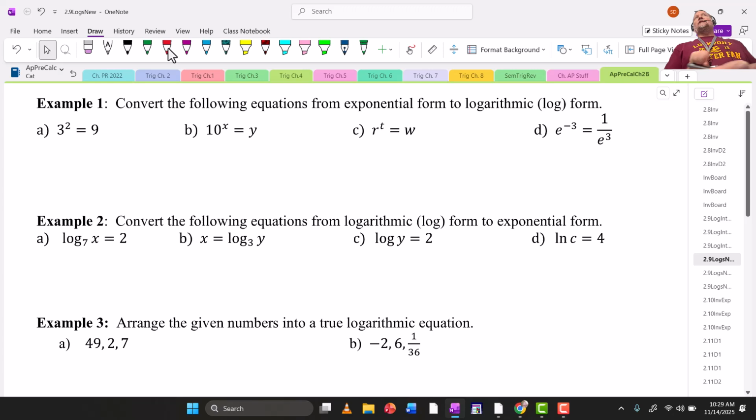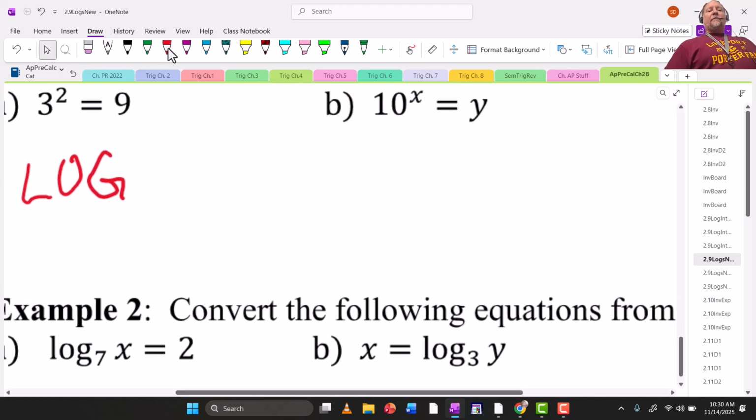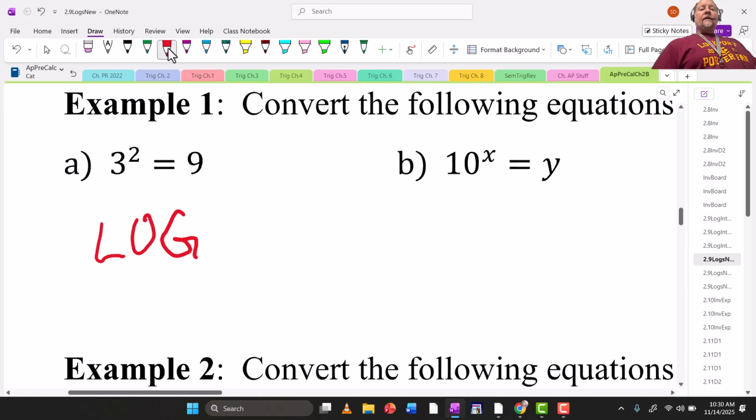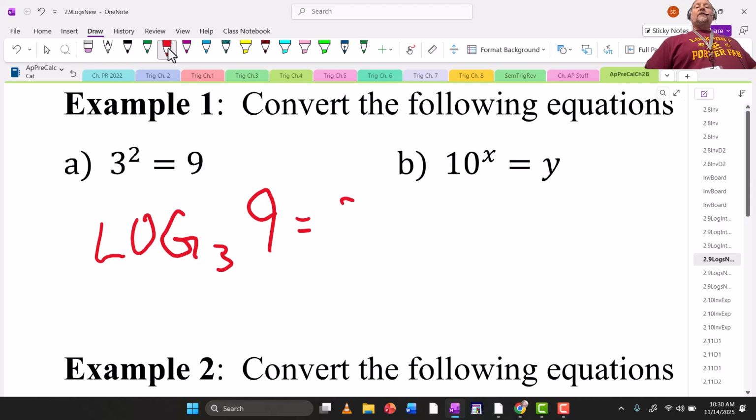Can you take 3 squared equals 9 and make it a logarithm? For sure. So this is log. Who's the base, everyone? What number represents the base? 3. Okay, which one represents the answer to the exponential statement? 9. And that equals what? 2. So that's it. It's just wax on, wax off. Can you change the positions?